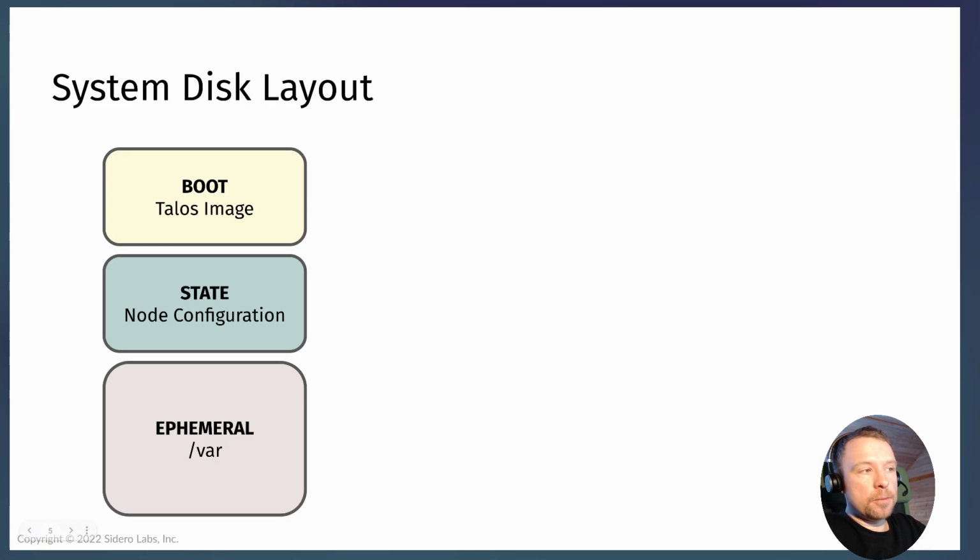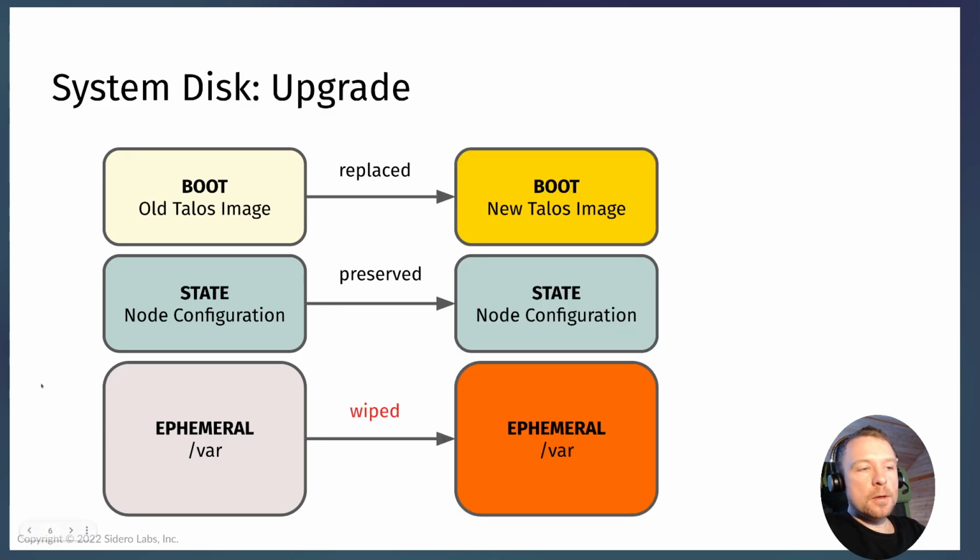What happens on upgrades? On upgrades, the boot partition will be replaced with the new Talos image. As the Talos image is immutable and read-only, replacing the image completely upgrades the operating system. The state partition will be preserved, so the machine configuration will be the same as it was before. And the ephemeral partition by default will be wiped. So the node starts from a completely fresh state, and Kubernetes will be able to schedule back all pods and containers which were running on this node before the upgrade.